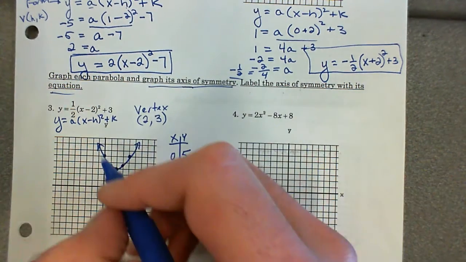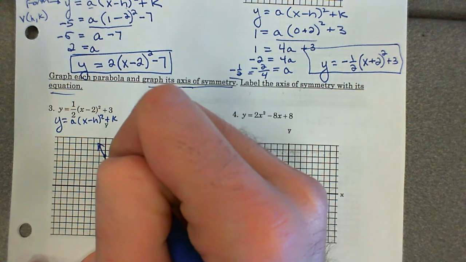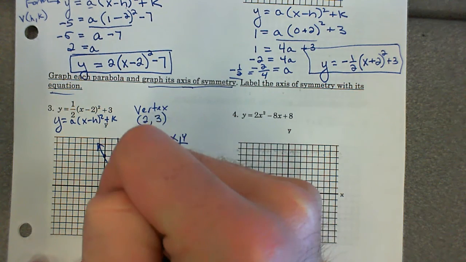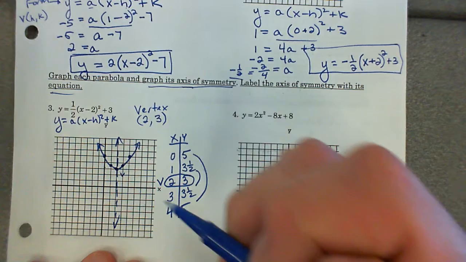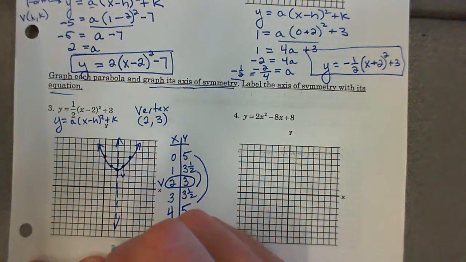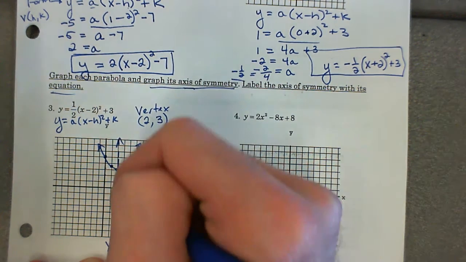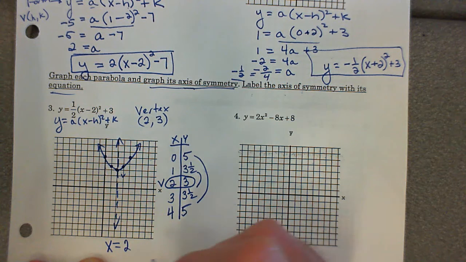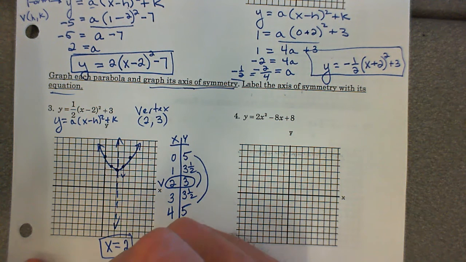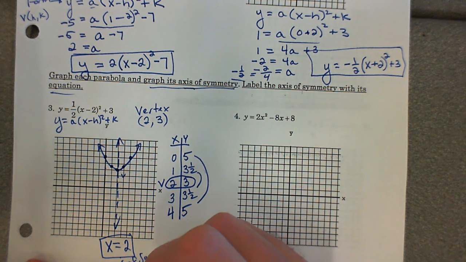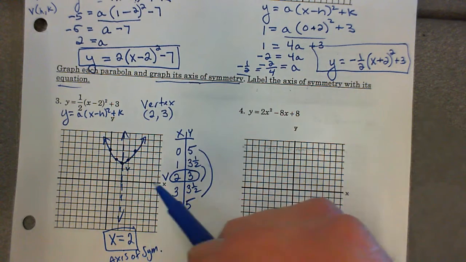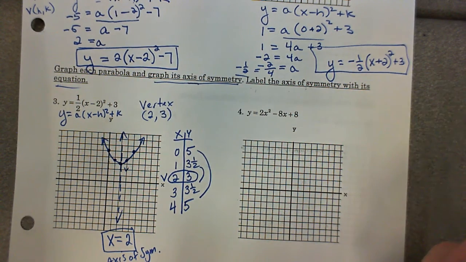Okay. Let's draw in our axis of symmetry. That's just a dashed vertical line right through the vertex. And your equation will be x equals a number. In this case, what is the x value? The x value is 2. So this is your axis of symmetry. And that would be it.